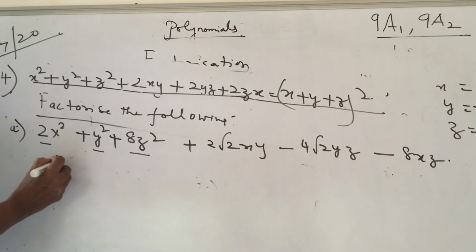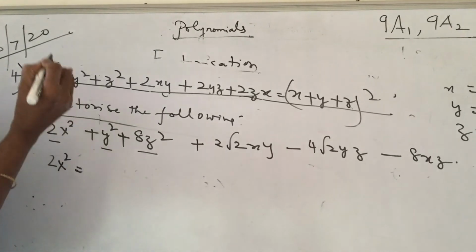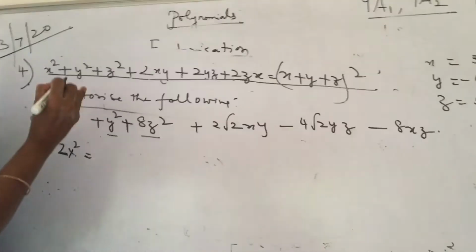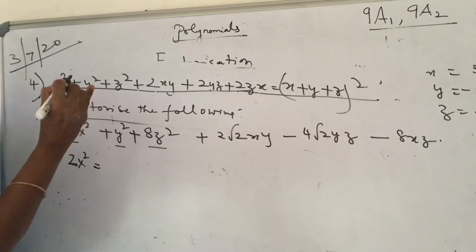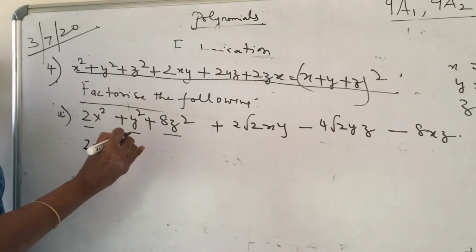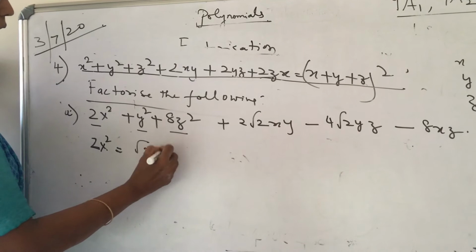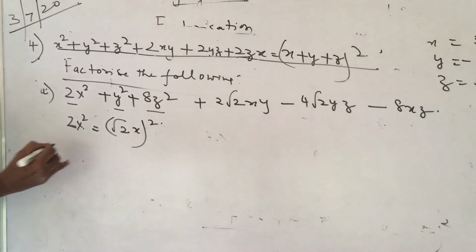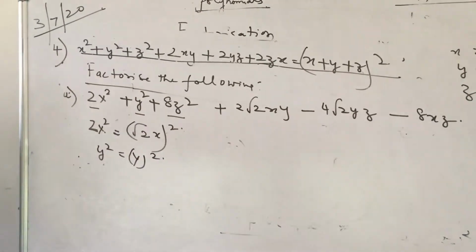2x square, don't get confused. All of you know what is 2? Root 2 into root 2. 3? Root 3 into root 3. 7? Root 7 into root 7. So it is (root 2x) the whole square. Y square, y the whole square.